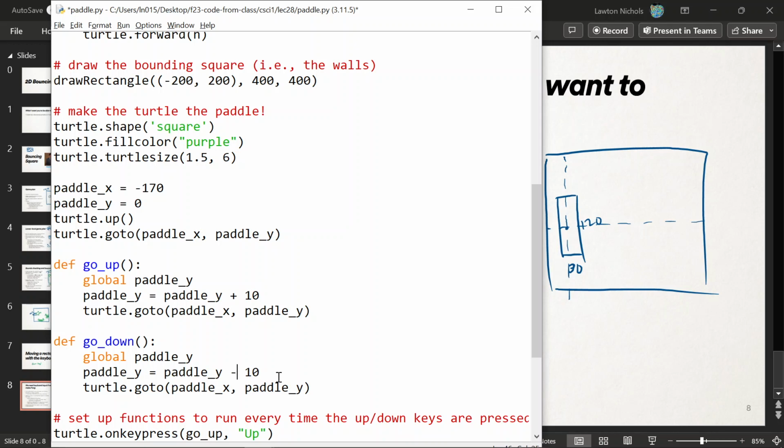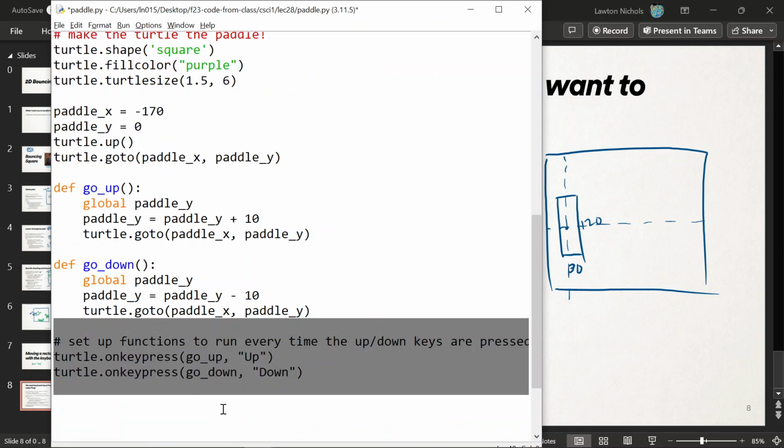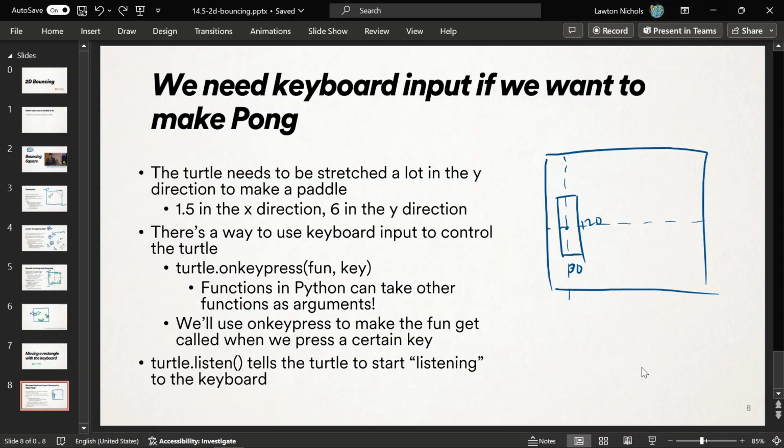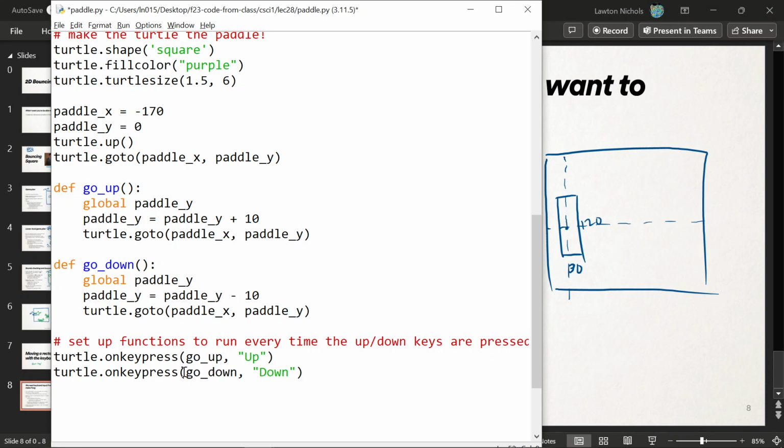And then go there to actually move the paddle. All right, so this is us setting up the functions. You have to tell the turtle one last time to say, all right, I'm ready, I've set everything up. You say turtle.listen to have it start, like, put its ear to the keyboard, I guess, and start listening for the keys to be pressed.